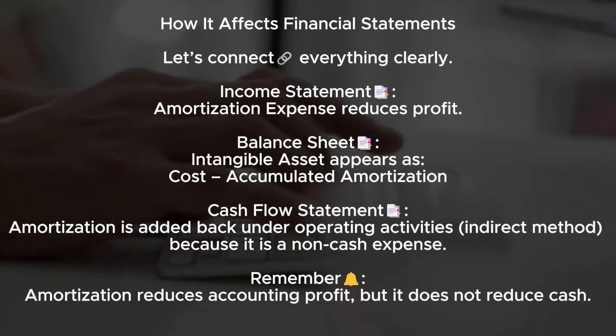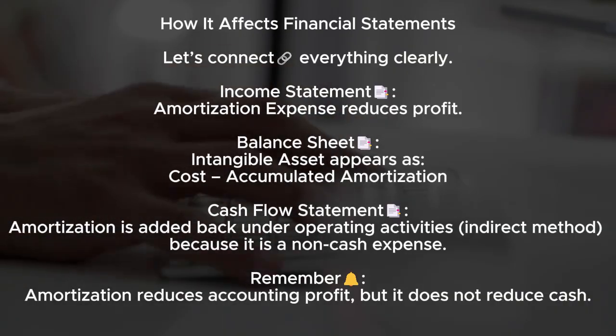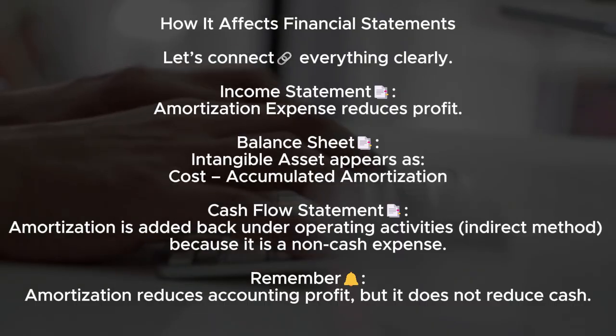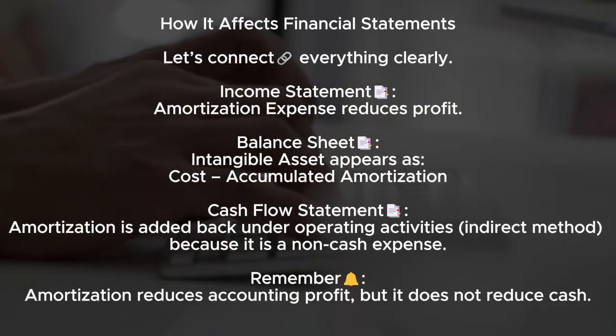How it affects financial statements. Let's connect everything clearly. Income statement. Amortization expense reduces profit. Balance sheet. Intangible asset appears as cost minus accumulated amortization. Cash flow statement. Amortization is added back under operating activities because it is a non-cash expense. Remember, amortization reduces accounting profit, but it does not reduce cash.